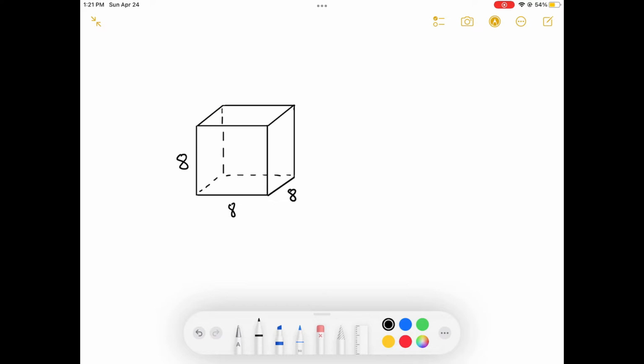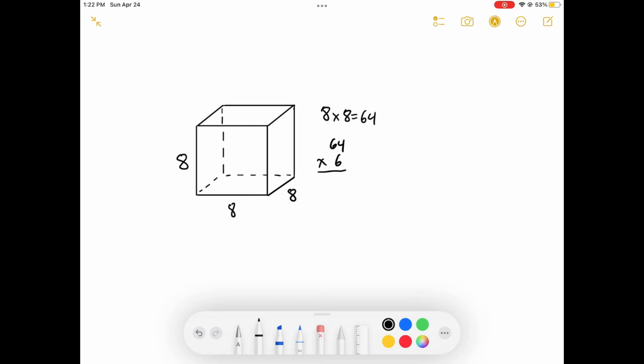So let's find the area of one side first. It would be 8 times 8, which equals 64. So that's the area of one of the sides. Now, since you have 6 sides and the area of all of them is the same, you could just do 64 plus 64 plus 64 plus 64 plus 64 plus 64. And that would take a while. So I'm just going to do 64 times 6.